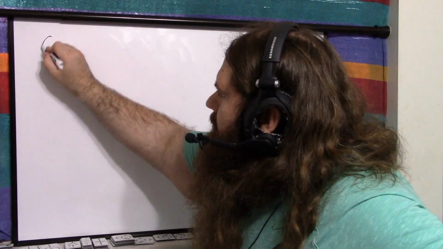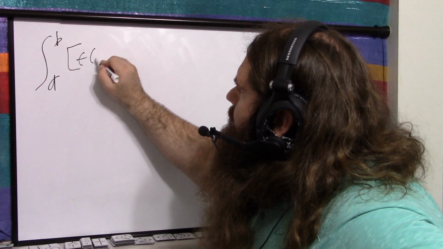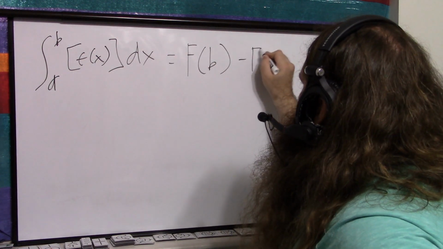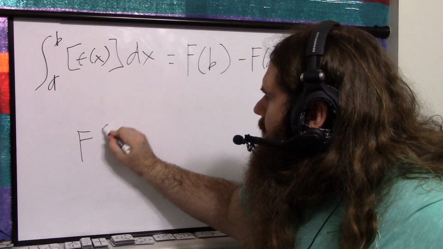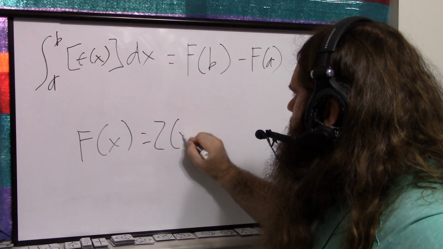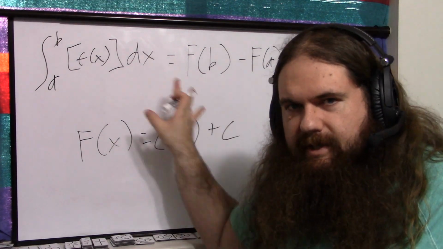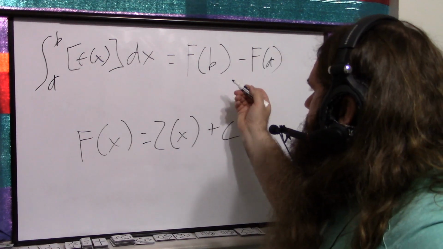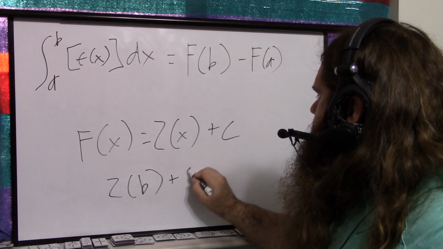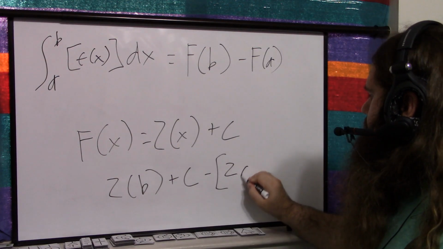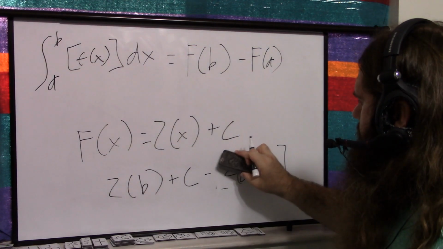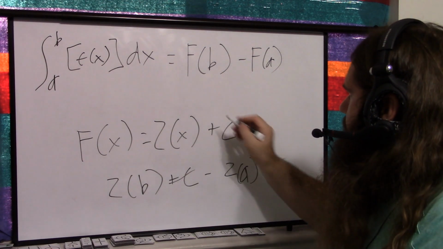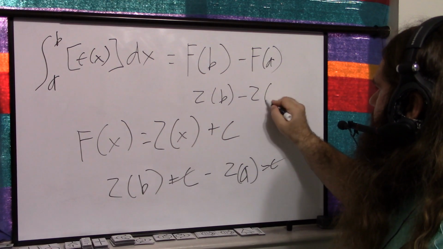Now I said before that the integral from a to b of f of x dx equals f of b minus f of a. Well, if f of x equals z of x plus c, I'm just putting z of x because I don't care what it is, whatever the function is, and then here's the plus c we added. Well, f of b is z of b plus c, and then minus z of a plus c. Well, the negative distributes, we get minus c, plus c minus c cancels, and we end up with z of b minus z of a, and there you go.